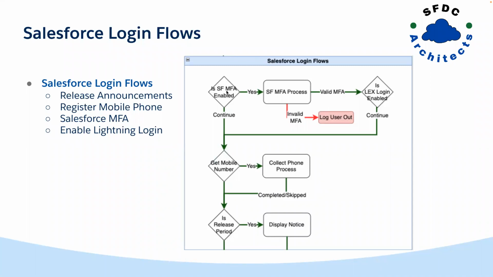So you do MFA first if it's required, then they'll ask you for the phone number if you haven't registered yet, and then it'll have the notification and so on. All of these will be displayed before you get full access to the site.